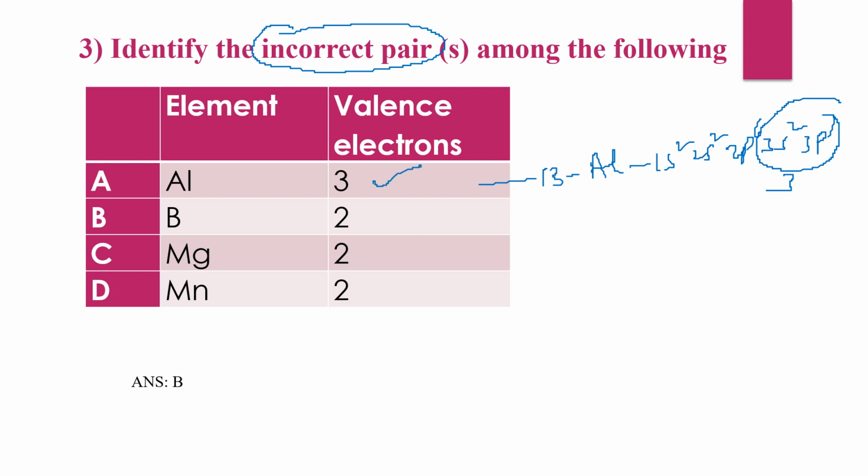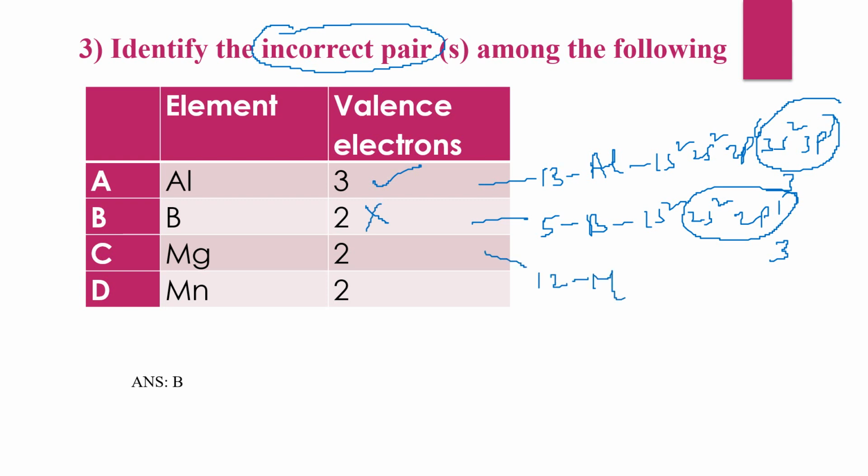So next question, suppose you take boron. Boron atomic number is 5. Then boron here is 1s2 2s2 then 2p1. Valence shell contains how many electrons? Here valence shell contains 3 electrons, but here only 2. This is wrong.